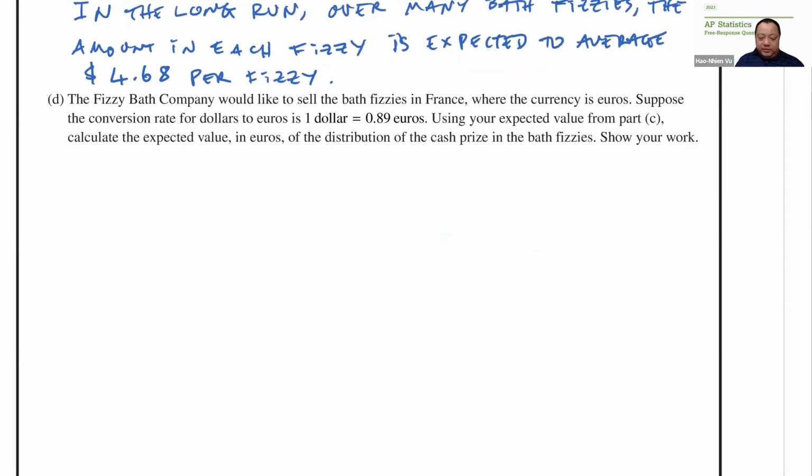Now, part D, the fizzy bath company would like to sell the bath fizzies in France, where the currency is euros. Suppose the conversion rate for dollars to euros is $1 equals 0.89 euros. Using your expected value for part C, calculate the expected value in euros of the distribution of the cash prize in the bath fizzies. Show your work.